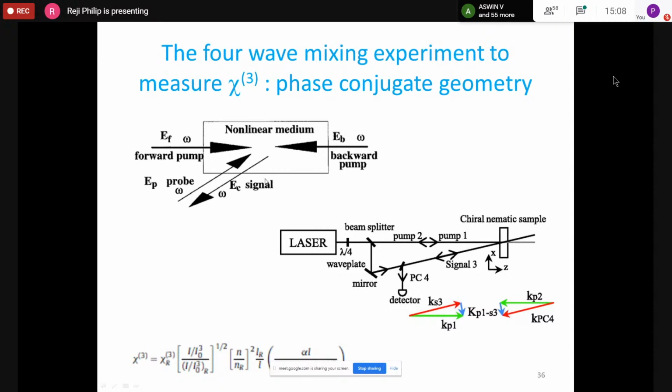If you put your nonlinear medium in this fashion and set up an experiment like this, then you will get the forward mixing signal back from the sample in the same direction as that of the probe. So this is called a phase conjugate beam. And you have to separate the phase conjugate beam out of it. From that, we can find out the value of chi3.